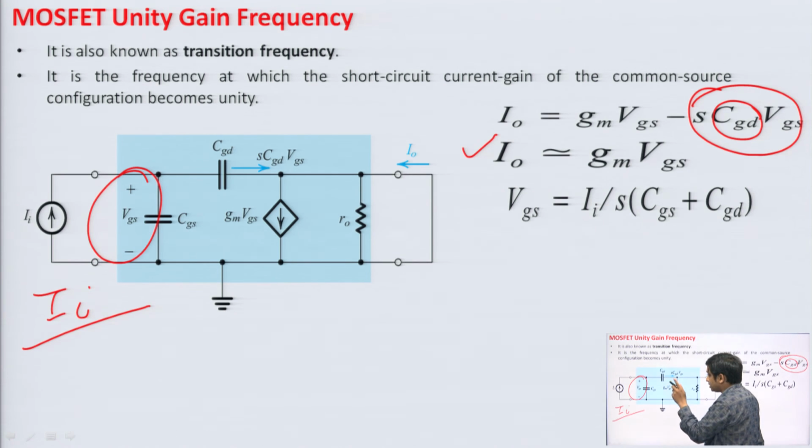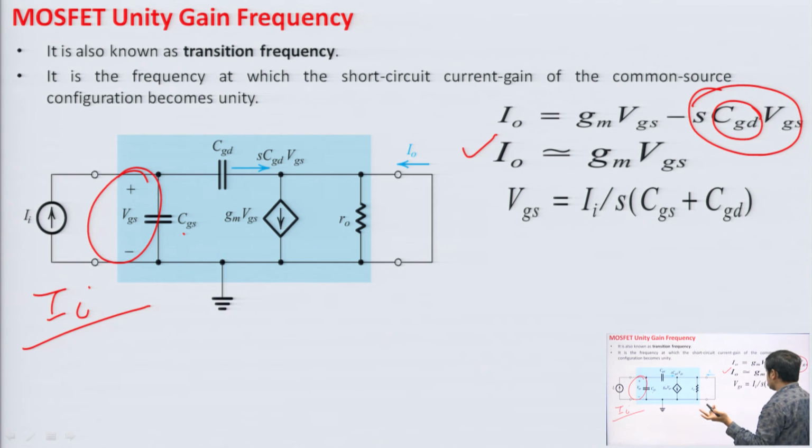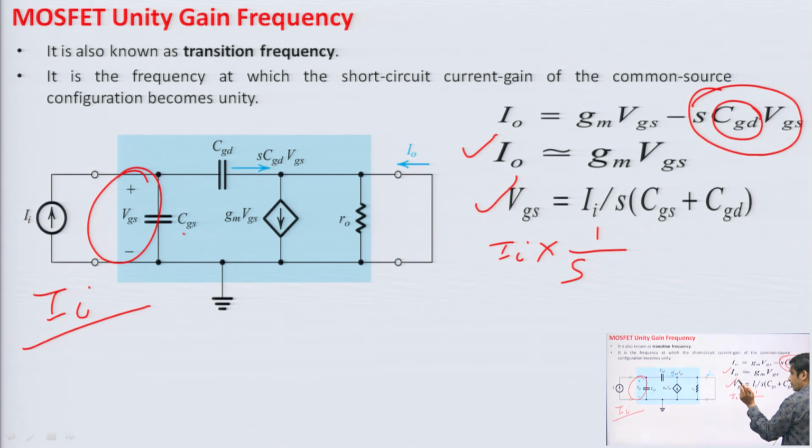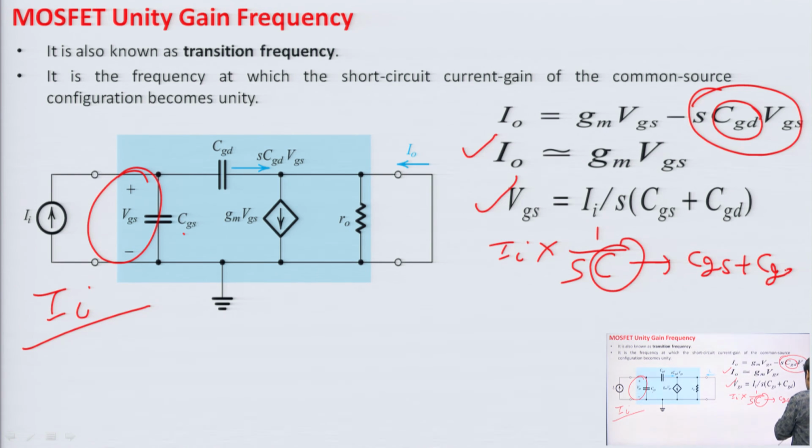CGS plus CGD will be there because CGS and CGD are in parallel, and if two capacitors are connected in parallel, then those capacitors are added. That is why VGS is equal to Ii upon... VGS is equal to current into impedance. Current is Ii into total impedance, that is 1 by SC, capacitive impedance, and the total C is CGS plus CGD, since CGS and CGD are in parallel, fine.